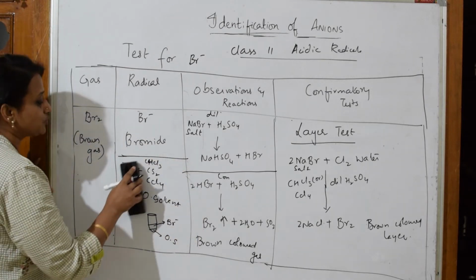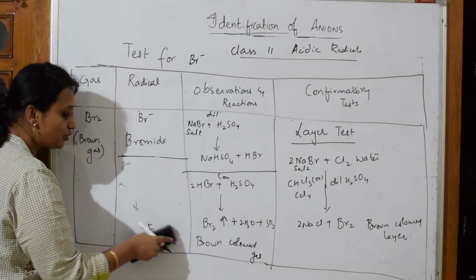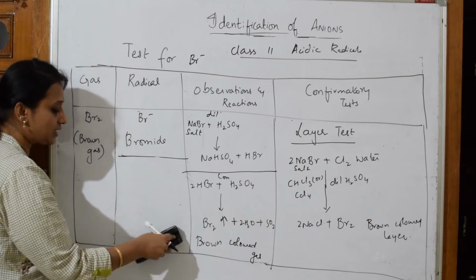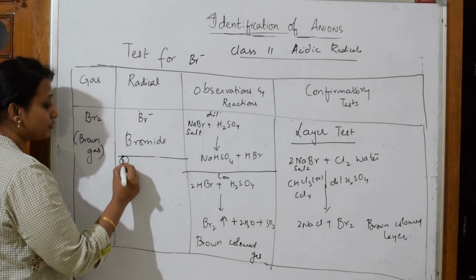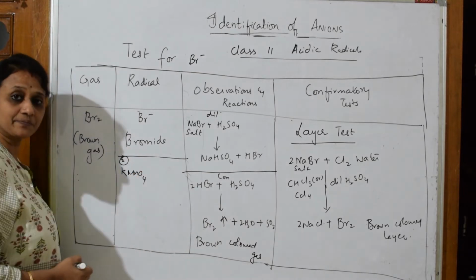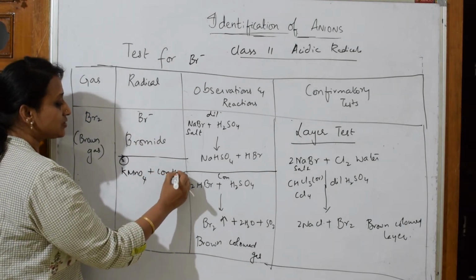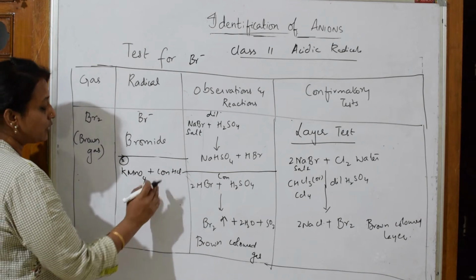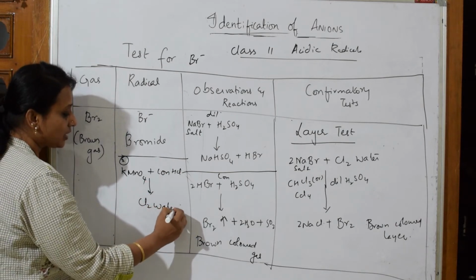After this, in step 2, let us see what you're going to do once this is formed. In step 2, you're going to prepare chlorine water in the lab. How to prepare chlorine water? Let's see. In step 2, you're going to take KMnO4, then add concentrated HCl to this. When you add both of these, you're going to get chlorine water.